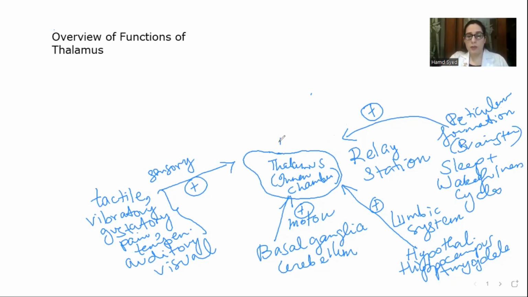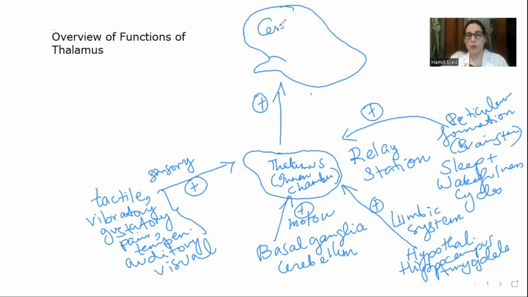Now, what thalamus does is that it processes the information first, and then it conveys the information to the cerebral cortex. So this information is going to be conveyed to the cerebral cortex. And remember, this is a bidirectional relationship. The cerebral cortex itself will also be sending information back to the thalamus and influencing the action of the thalamic nuclei. So this is a summary, or this is an overview of the functions of the thalamus.